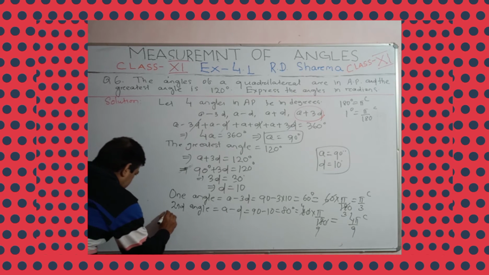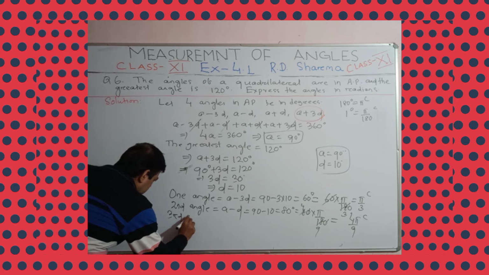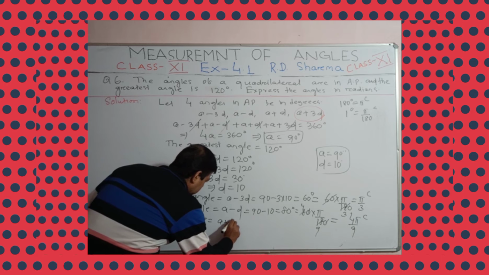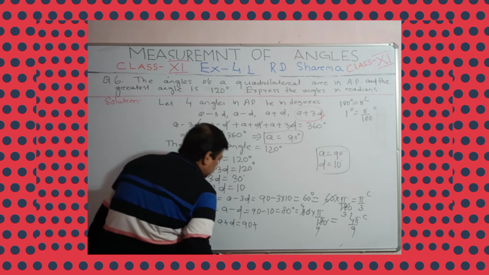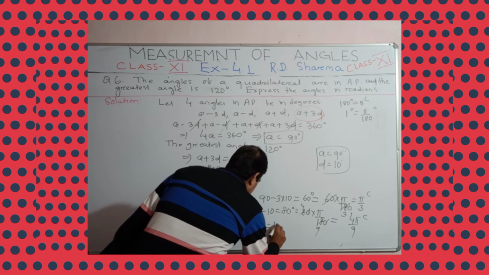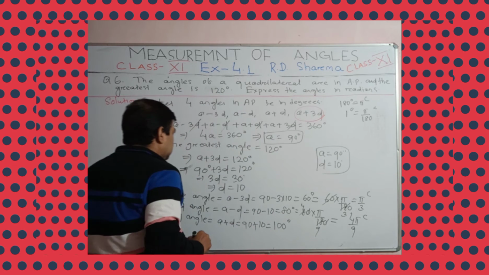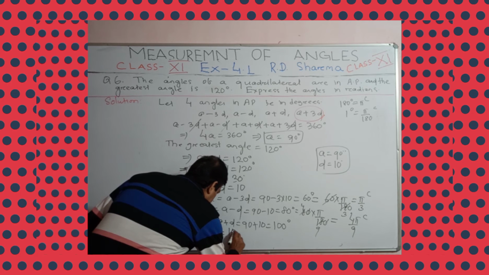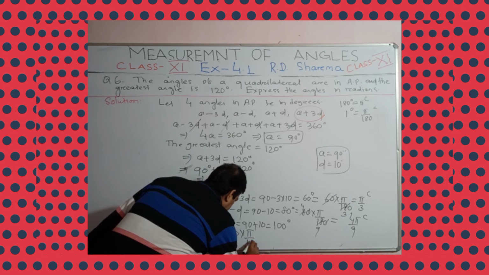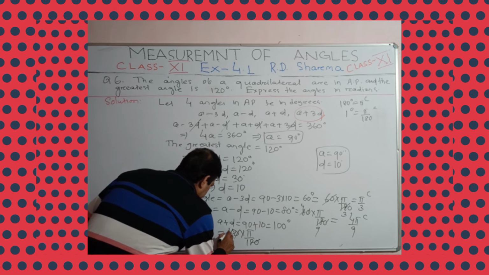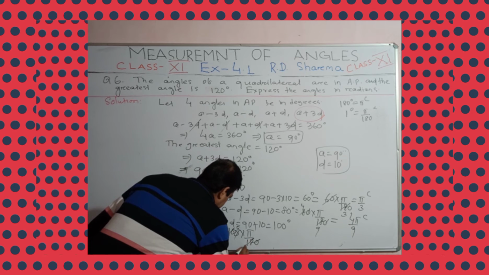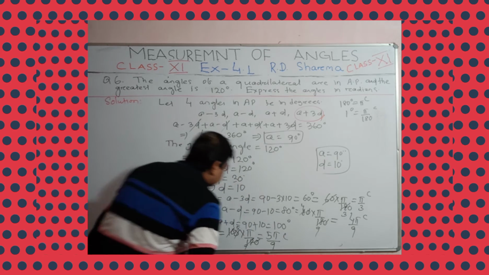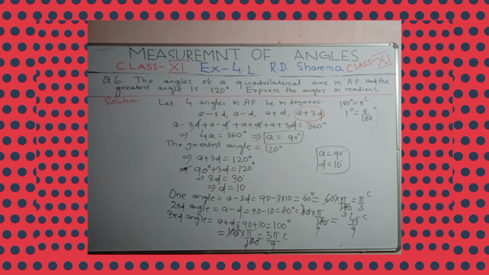And the third angle is A plus D. 90 plus D, which is 10, gives 100 degrees. And this 100 degrees is equal to 100 into pi upon 180. The zeros cancel, then 2 fives are 10, 2 nines are 18, which gives 5 pi upon 9 radians. Okay, is it clear?